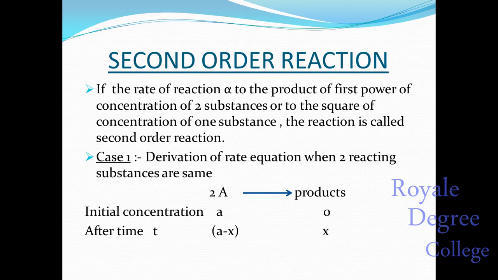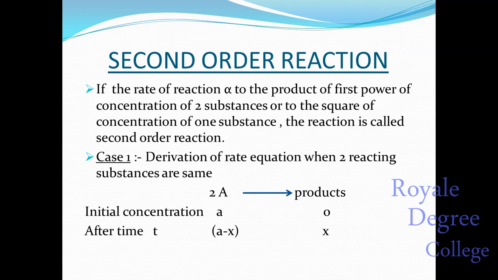Next we will see about second order reaction. If the rate of reaction is directly proportional to the product of first power of concentration of two substances or to the square of concentration of one substance, then the reaction is called second order reaction.